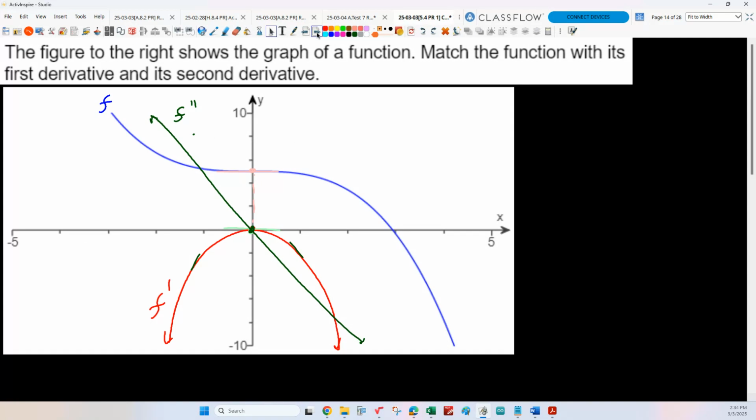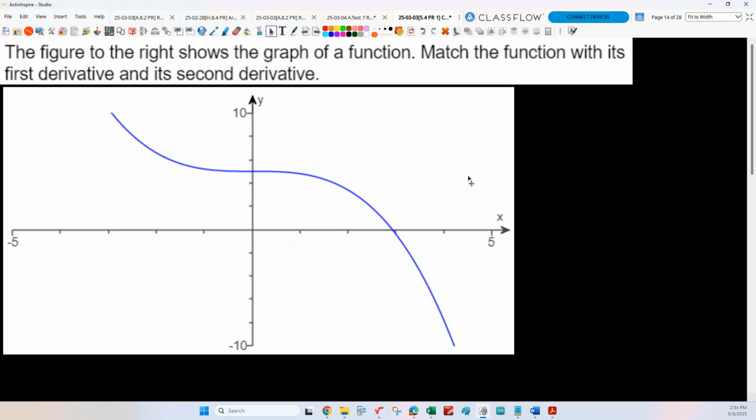Okay, so the figure to the right shows the graph of a function. Match the function with its first and second derivative, okay? Yeah, I didn't mean for that to be filled in. Okay, so let's do this. Let's sketch the first and second derivative. There's the function.